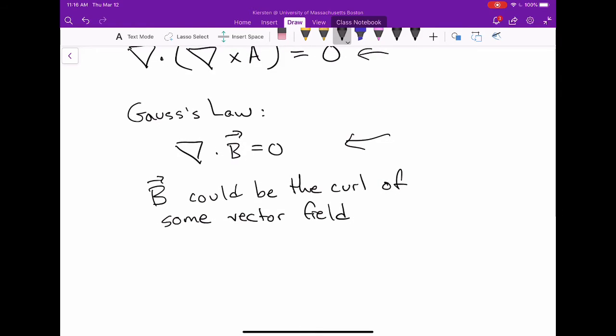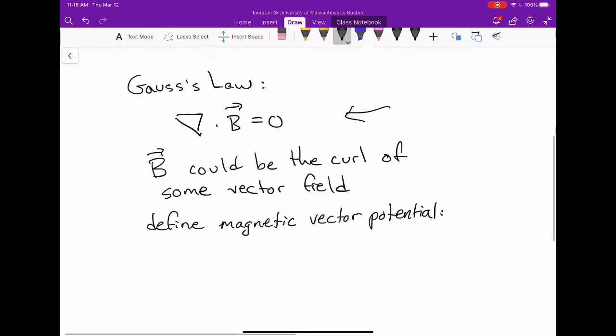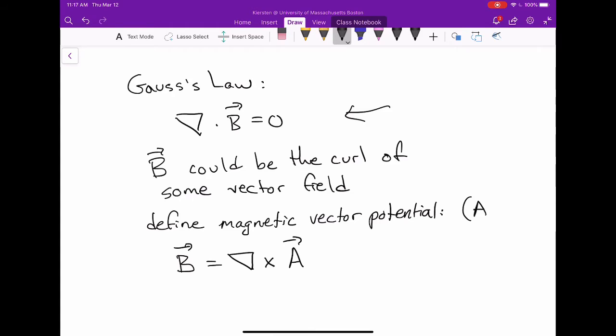We can then define the magnetic vector potential so that our friend B, the magnetic flux density, is the curl of, we're going to name it A. That's the standard name for the magnetic vector potential. I'm not just making that up.